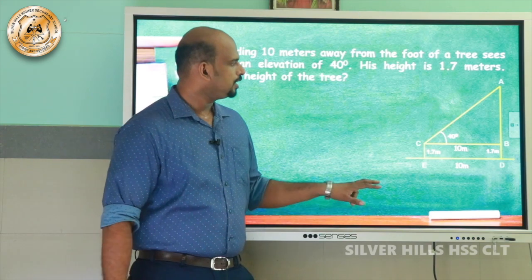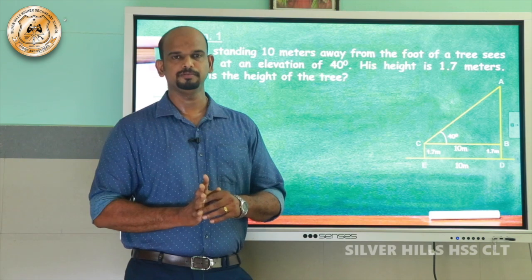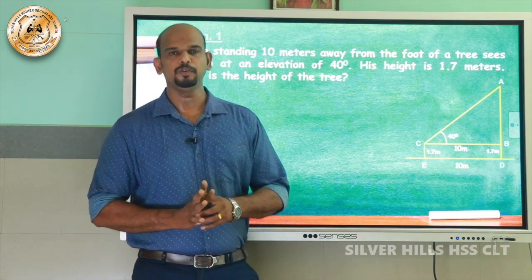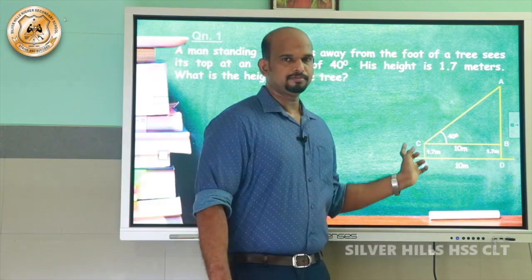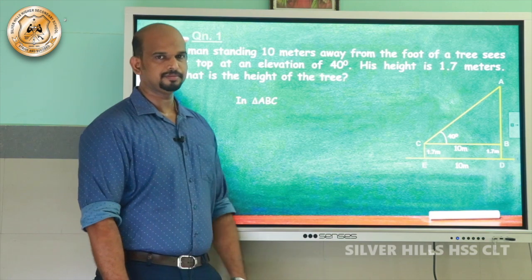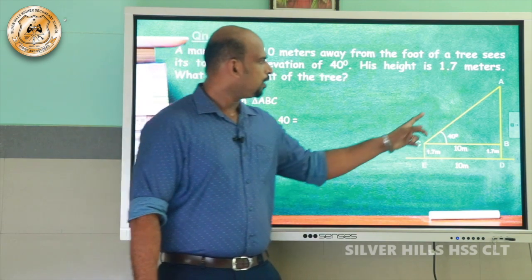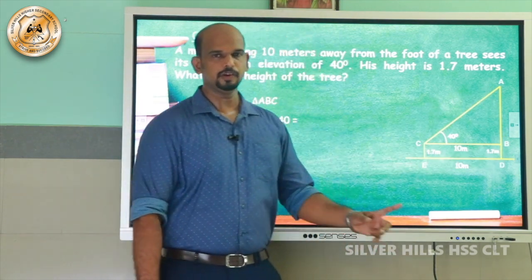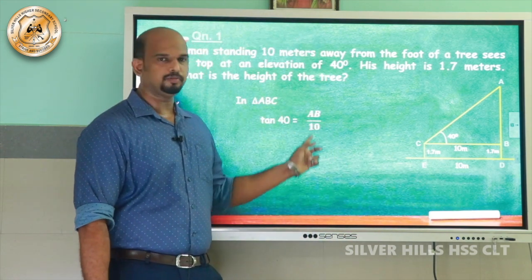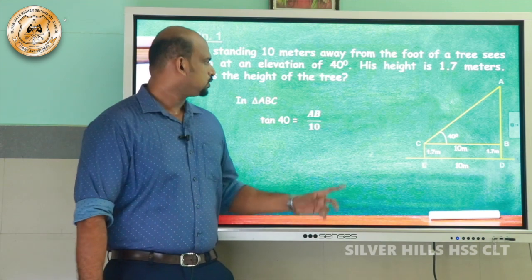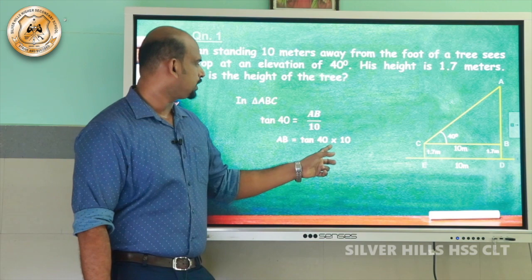So for finding AB, let us take the ratio tan 40. Why? Because tan of an angle is the ratio between the opposite side and the adjacent side. So in triangle ABC, tan 40 is equal to the opposite side, that is AB, divided by the adjacent side, that is 10 meters. So tan 40 is equal to AB by 10. So AB is equal to tan 40 into 10.